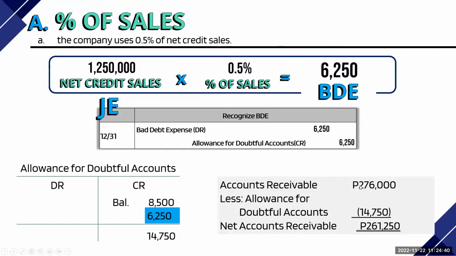This 14,750 is your ending ADA balance. So if our AR is 276,000 less ADA, 14,750, the net AR is 261,250.